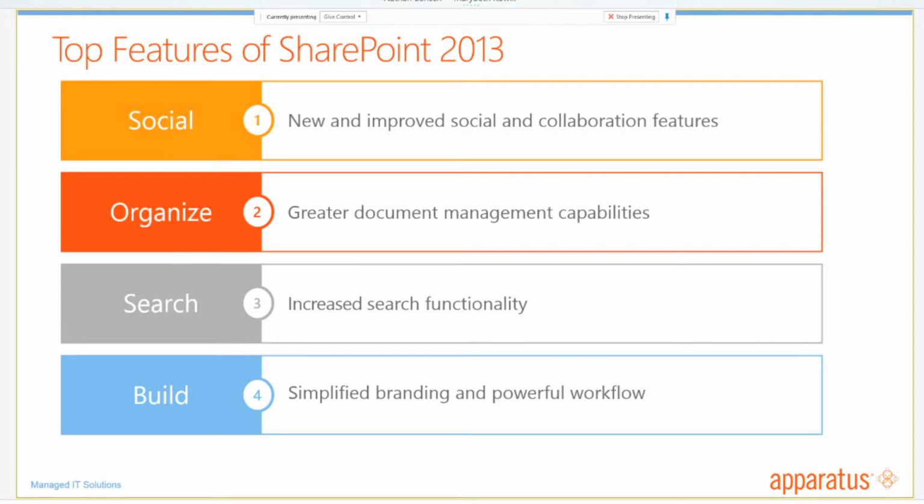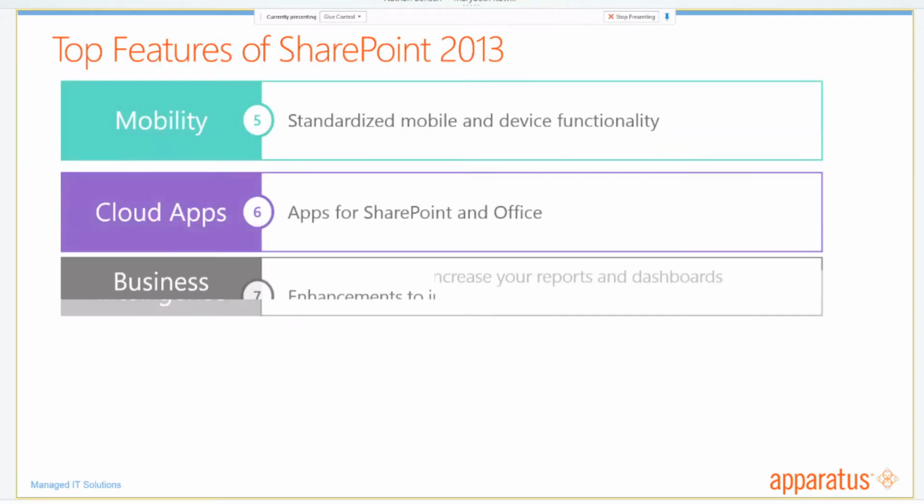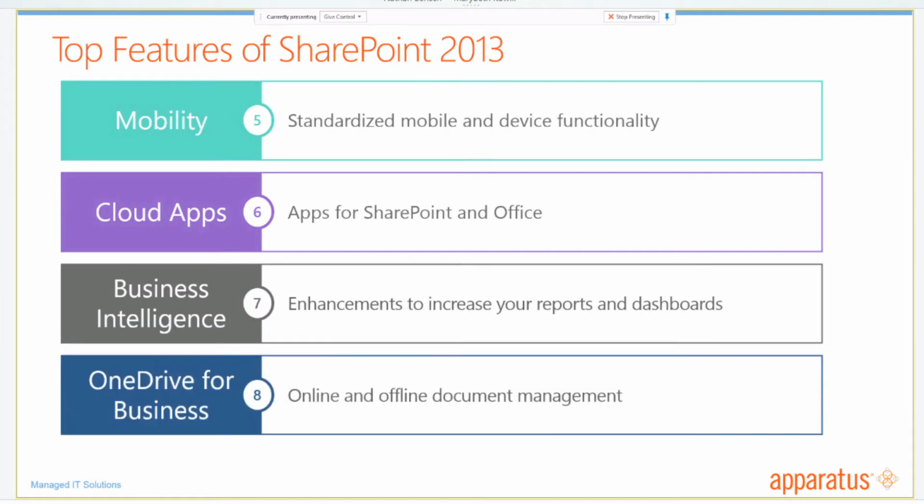We'll also be talking about mobility. These are the features that have been changed to handle mobile views of your actual SharePoint environment. We'll discuss cloud apps, the new app model inside of SharePoint. We'll discuss business intelligence, and we'll also talk about OneDrive for Business, formerly known as SkyDrive Pro.